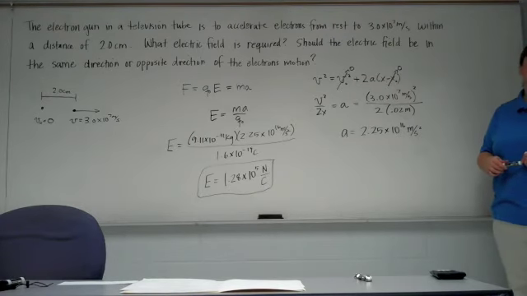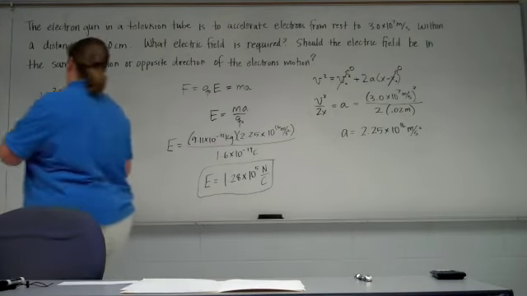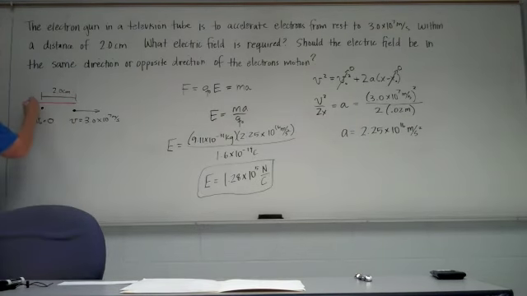Direction. What direction does the electric field need to be in our picture in order to accelerate our electron to the right? Away. Away from the motion. So the electric field needs to be this way. Exactly right.